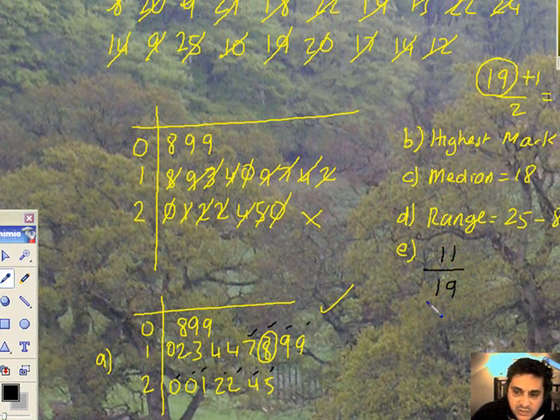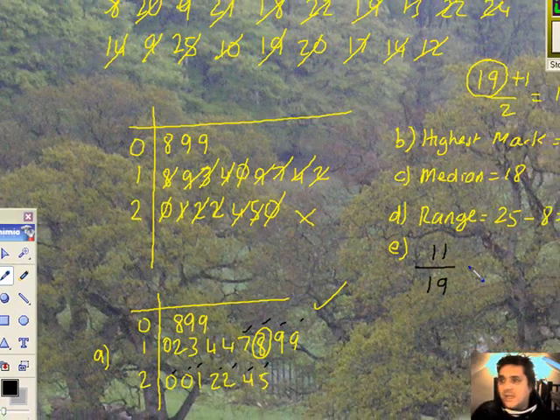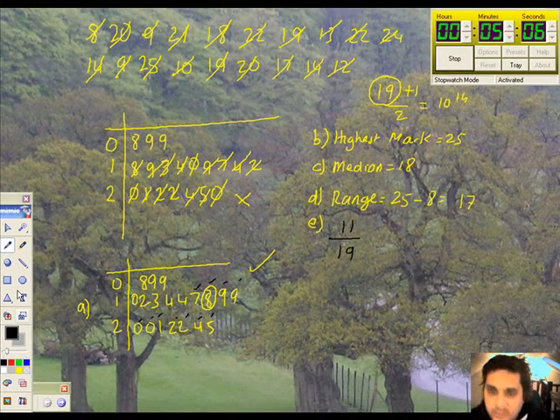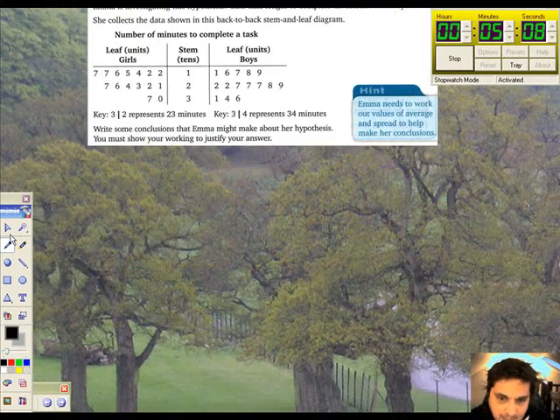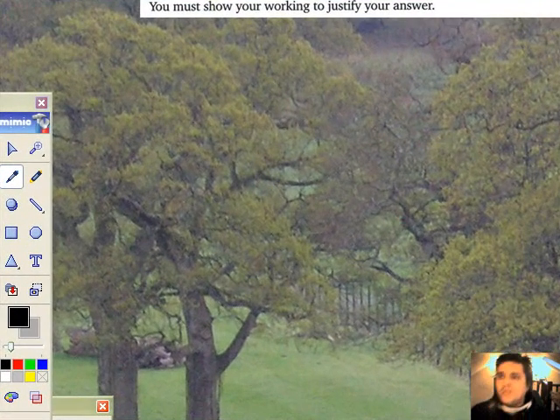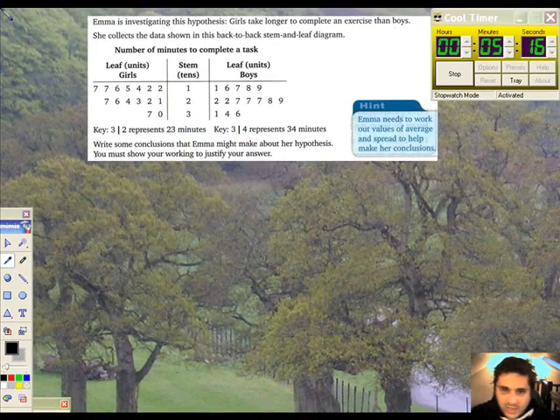Out of the 19 students. Can't simplify it, doesn't ask me for a percentage. If they did, I'd just go times 100, hit my calculator and then go to one decimal place. Alright, very straightforward. Next page. A ready-made stem and leaf diagram. This time we have a back-to-back arrangement. Now, let me highlight a couple of things here.